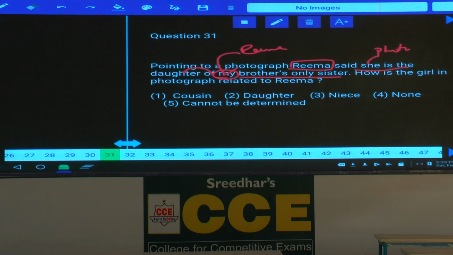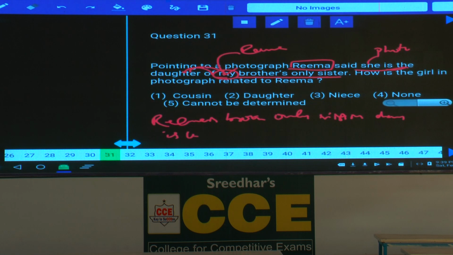Who is "my" here? Rima. Now I am rewriting the question like this: Rima's brother's only sister, Rima's brother's only sister. Before this "my", daughter is there: sister's daughter. Rima's brother's only sister's daughter is the person in the photograph. Clear now?